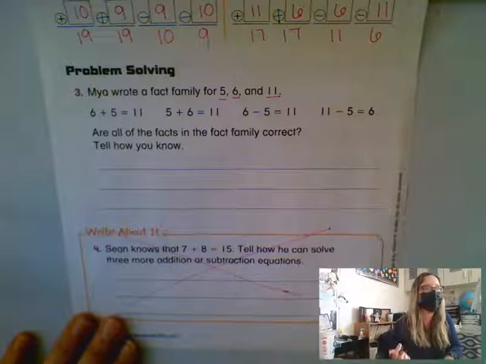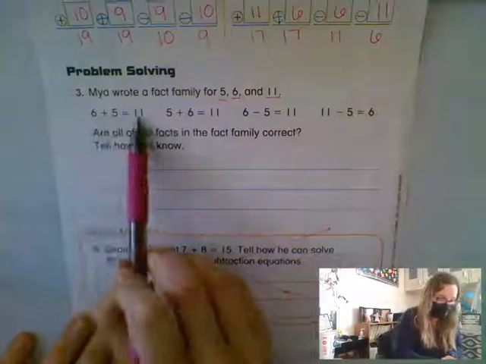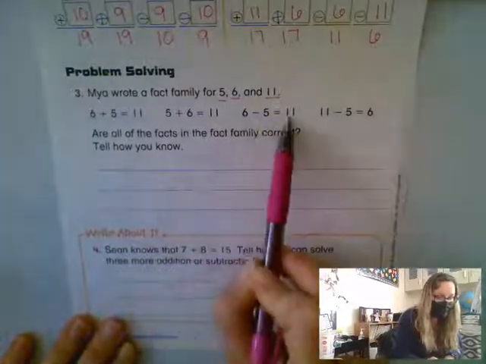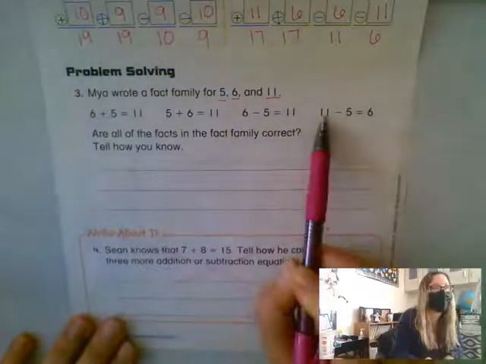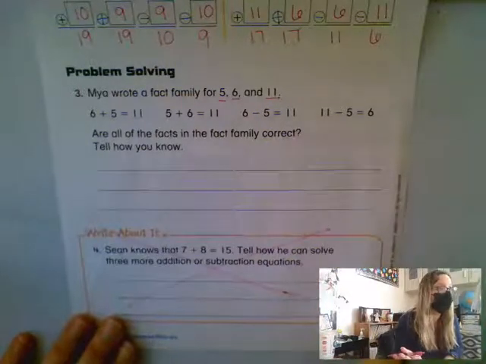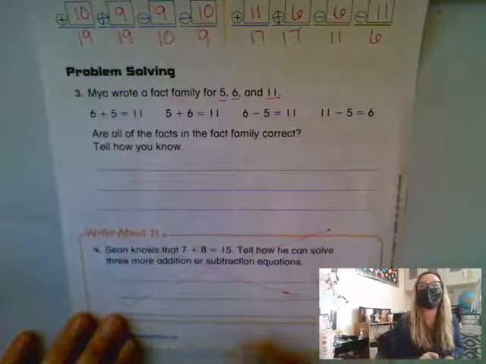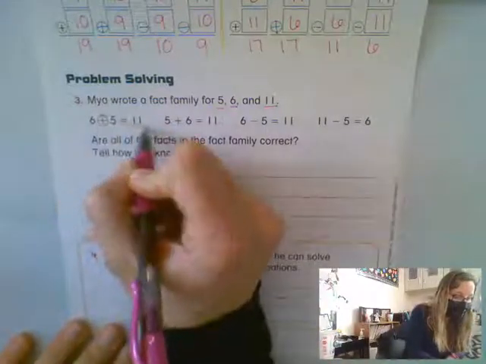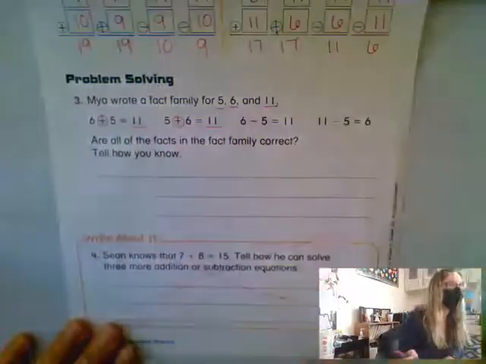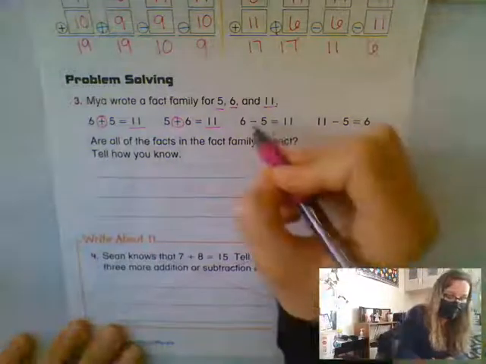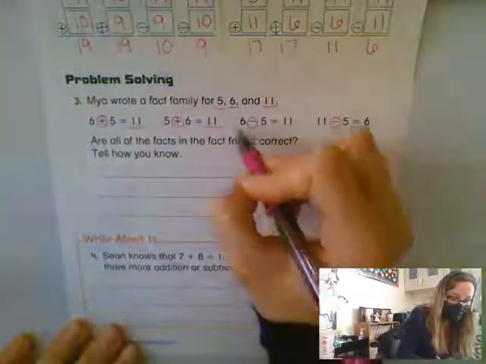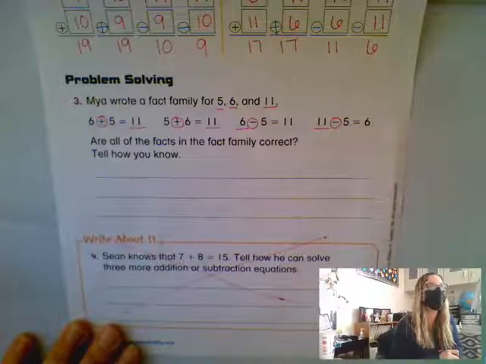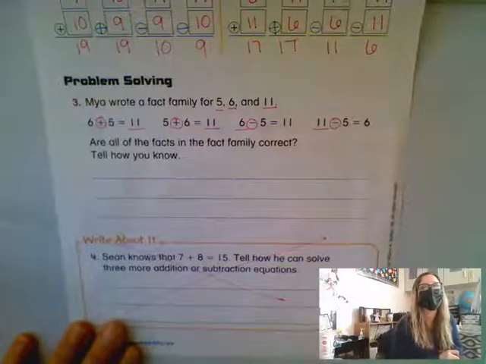So let's start there. 5, 6, 11, yes. 5, 6, 11, yes. 5, 6, 11, yes. 5, 6, 11, yes. So far, they all have all the numbers. Now we have to check her math. Do both of her addition sentences end with the biggest number? Yes. Do both of her subtraction sentences begin with the biggest number? No.